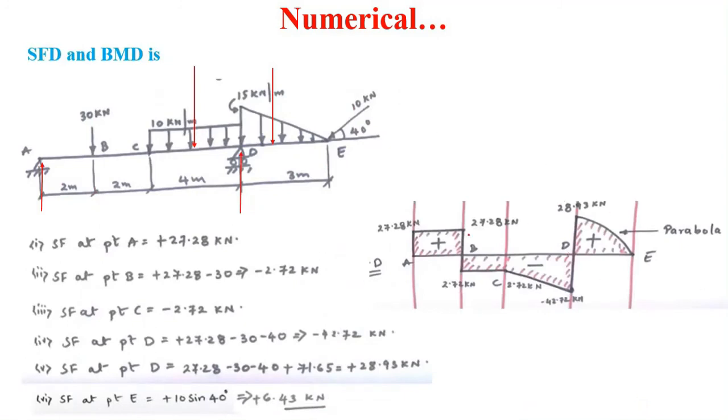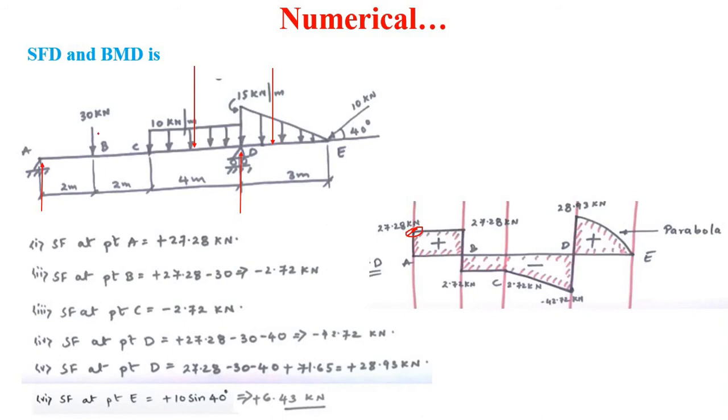So here we will draw a shear force diagram. Therefore, shear force at point A is equal to 27.28 kilonewton. First of all we will draw a horizontal line. So at point A here the shear force is plus 27.28 kilonewton. Mark this point, 27.28 kilonewton.